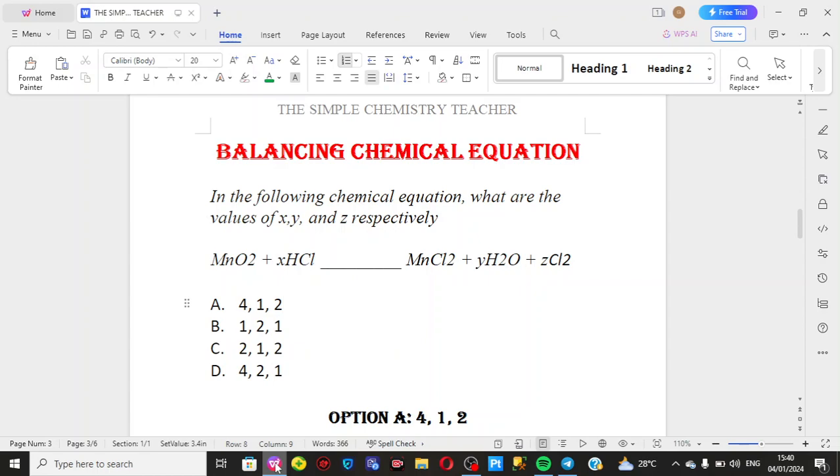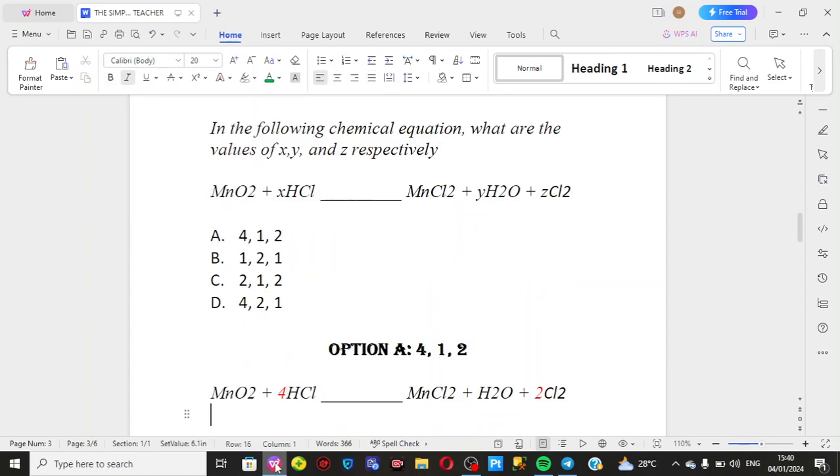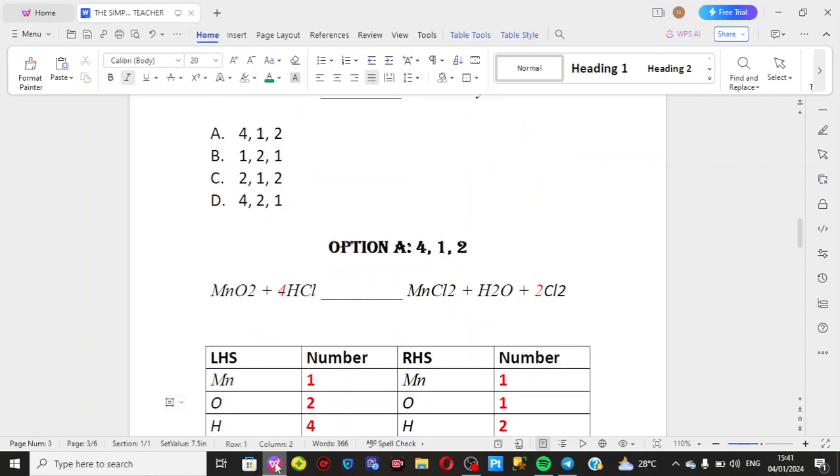So for option A, that has 4, 1, 2, that 4 means that the x is 4, y is 1, and z is 2. And the x is in front of HCl, the y is in front of water at the right hand side, and the z is in front of chlorine. We call them the coefficients. So we are looking for the right coefficient.